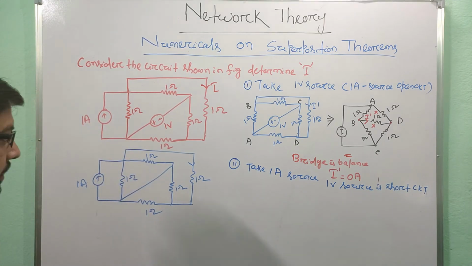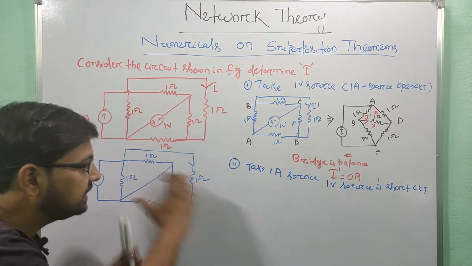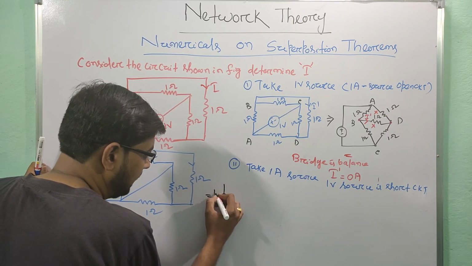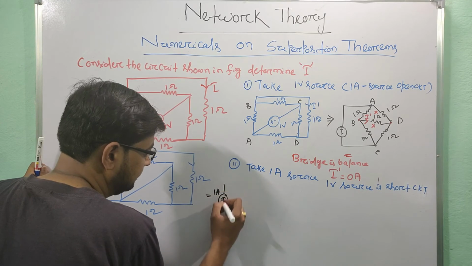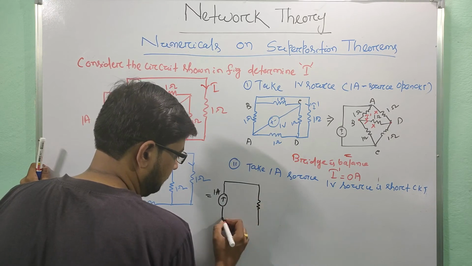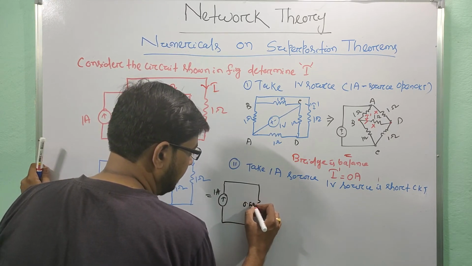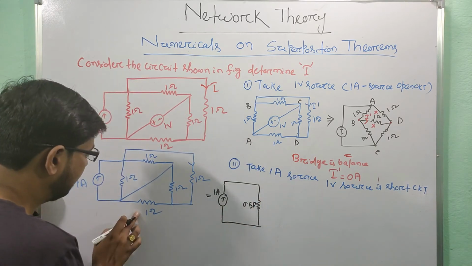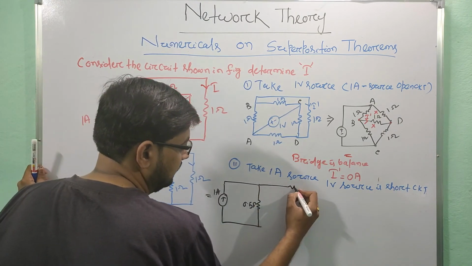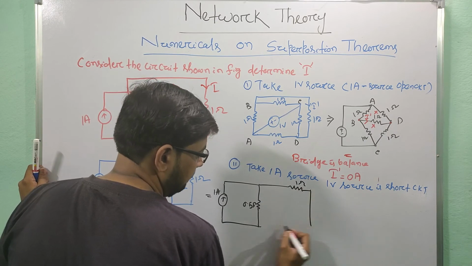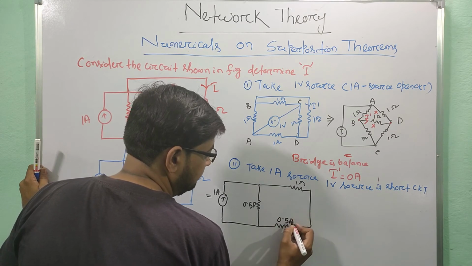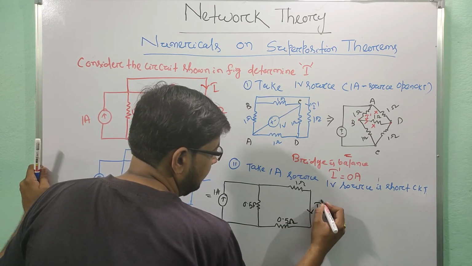So I will just convert or simplify this circuit to another circuit, that is your 1 ampere. Now this is my 0.5 ohm, because this 1 ohm and this 1 ohm are parallel, and this 1 ohm and this 1 ohm are parallel. So I'll just write, this is my 1 ohm and this is my 0.5 ohm, and here current is I double dash.